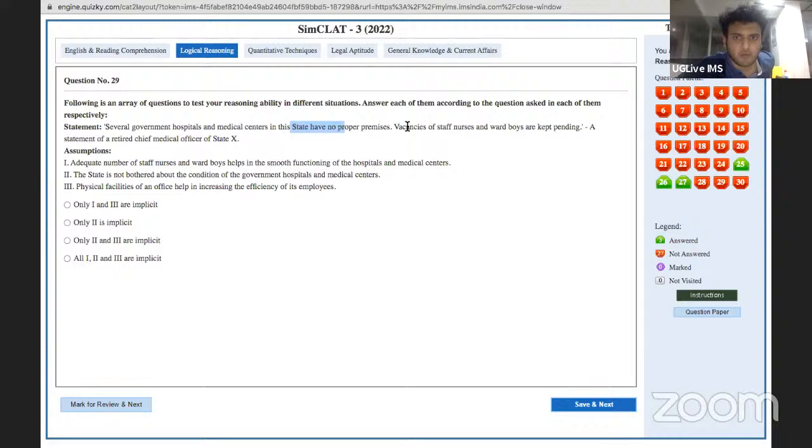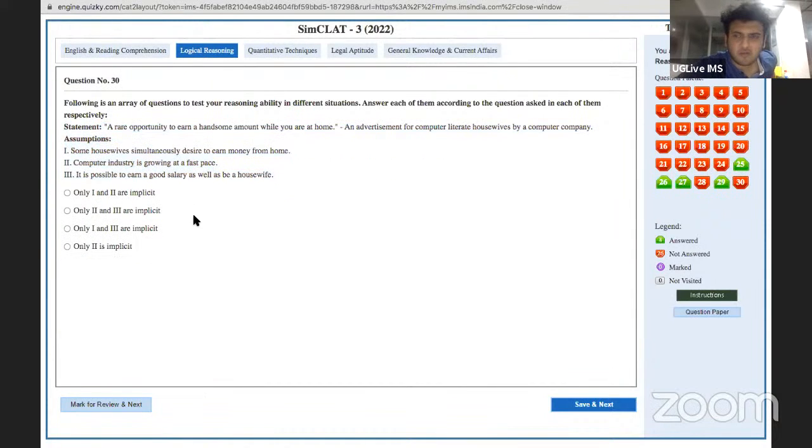Have no proper premises because your staff are kept pending. ठीक है. ये तो सही है. One is correct. Center. ये भी correct है. No proper premises are kept pending. Of an office have been increasing the efficiency of employees. ये कहाँ लिखा हुआ है? Proper premises. ठीक है. I think 1, 2 and 3 all will be correct, guys. हाँ जी. मुझे लग रहा है. चलो लास्ट, मतलब कि मेरे पास अभी 17 मिनट और है.